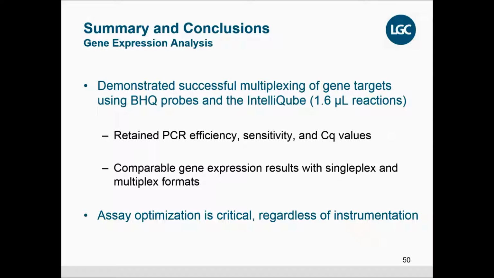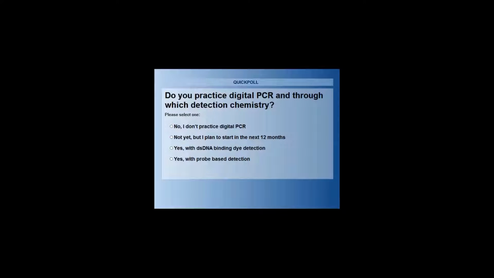And so today we are highlighting gene expression. There are other applications for one-step RT-PCR, so this could be used for detection of RNA viruses and things of that nature. But the other point I wanted you to take home was that regardless of the instrumentation or the platform you're using, when you're looking to multiplex, assay optimization is going to be a critical step in that process.